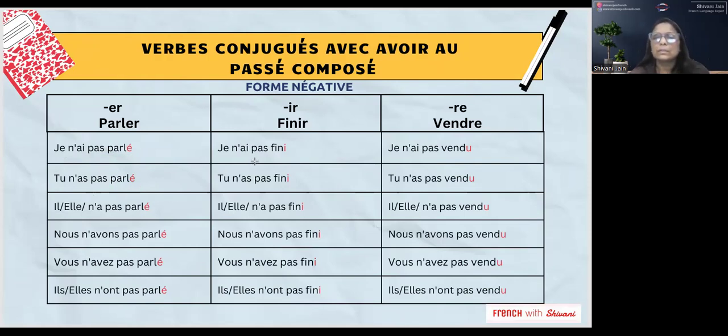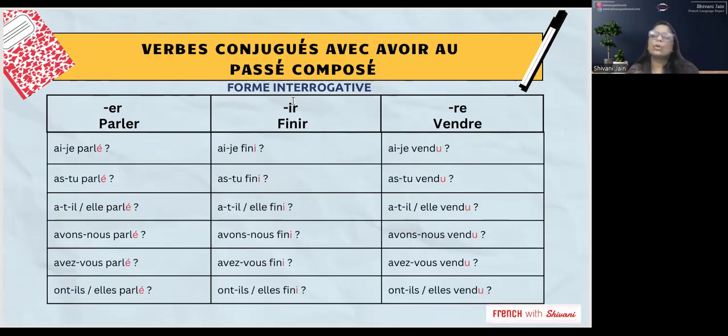Je n'ai pas parlé. Okay. Tu n'as pas fini. Nous n'avons pas vendu. Okay. C'est comme ça, on va mettre ne and pas. Donc, il faut faire attention. Où est-ce qu'il faut mettre ne pas dans la phrase au passé? Okay? Now, you have to be very careful where to put ne pas, even in your speaking and, of course, in your writing. So, if you're not putting the placement correctly, ne pas, then, of course, you lose points there.